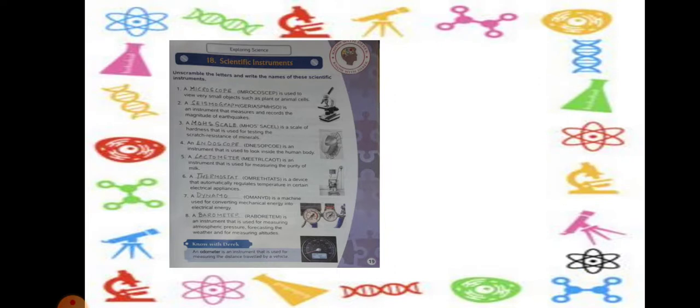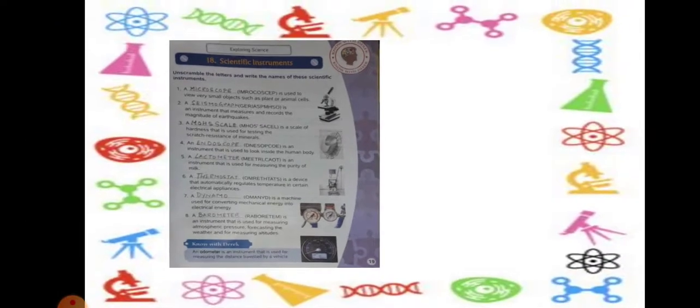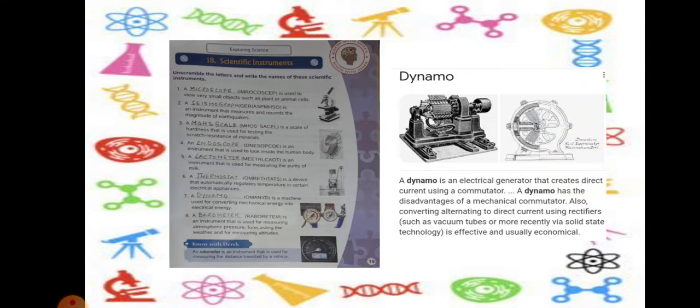Now next, children, we are going to number 7. A dash is a machine used for converting mechanical energy into electrical energy. It's a dynamo. You can see the picture of a dynamo which I am showing you.